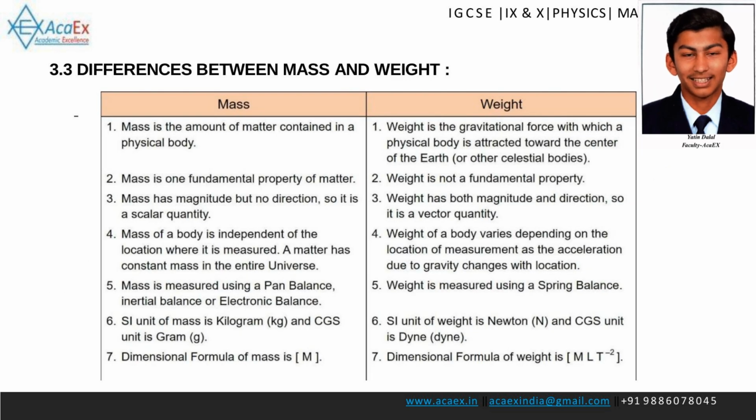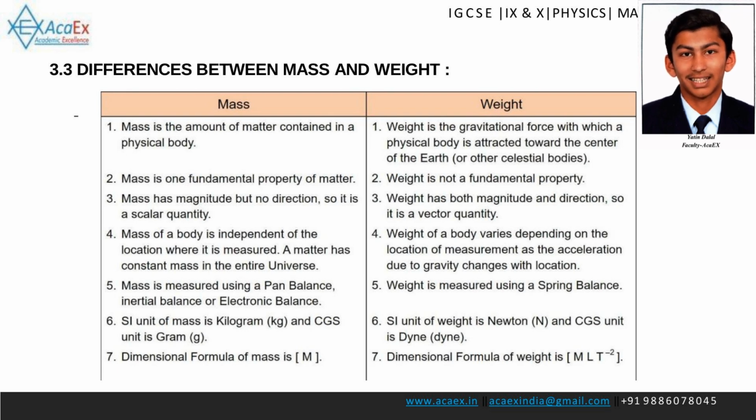Differences between mass and weight. Mass is the amount of matter contained in a physical body. Mass is a fundamental property of matter. Mass has magnitude but no direction, so it is a scalar quantity. The mass of a body is independent of its location. It is constant throughout the universe. Mass is measured using a pan balance, inertial balance, or electronic balance. The SI unit of mass is the kilogram, kg. The dimensional formula of mass is M.